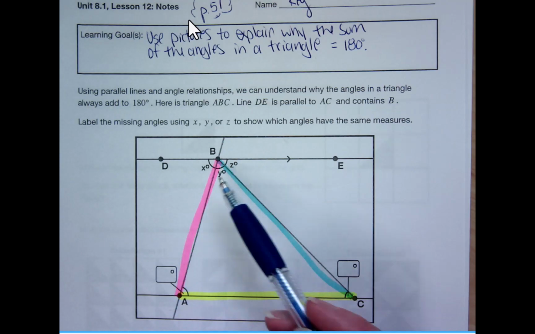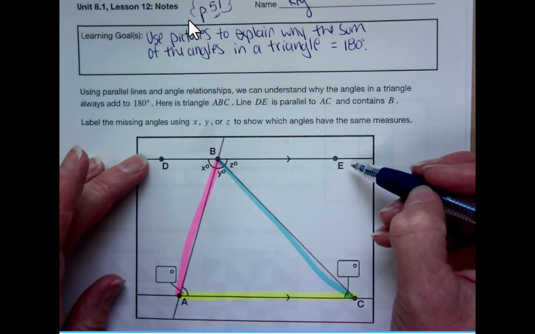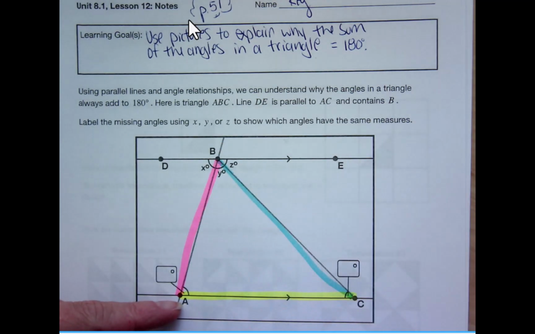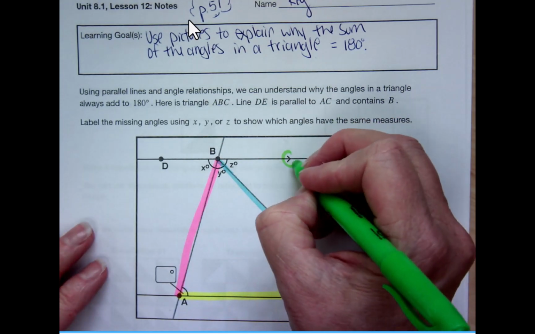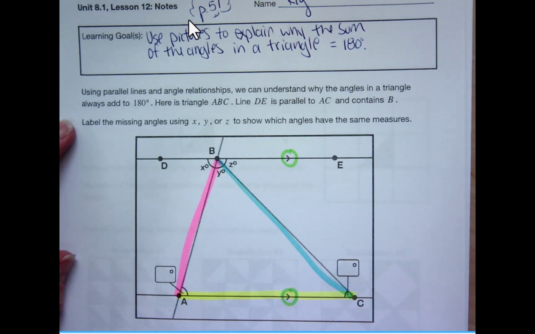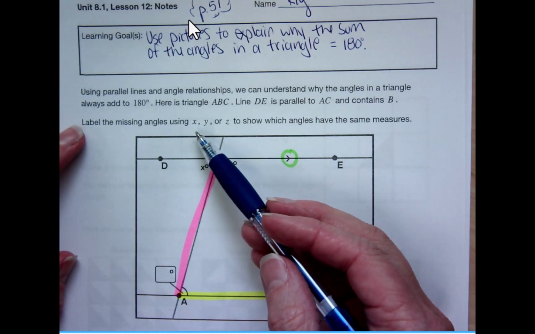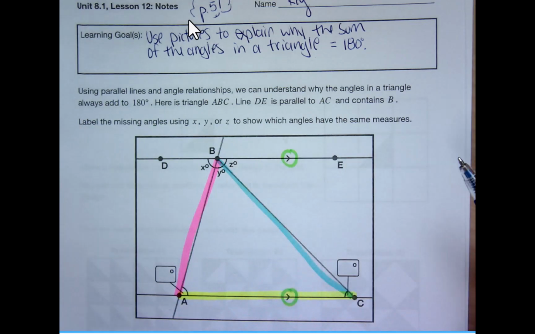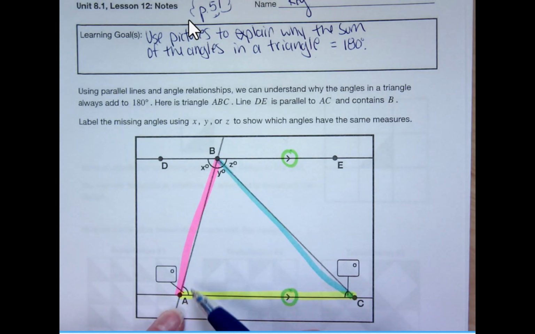degrees. We're going to take a look at a parallel line, a line that's parallel to AC down here. Line DE is parallel to AC. I can see that they're parallel because they both have those little arrowheads there. And it contains point B. And we're asked to label the missing angles using X, Y, or Z to show which angles have the same measures. So we're asked to find the measure of angle A.